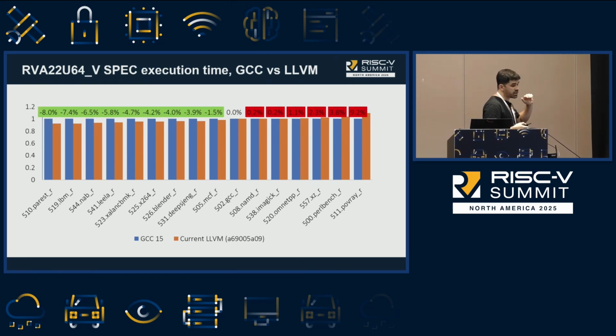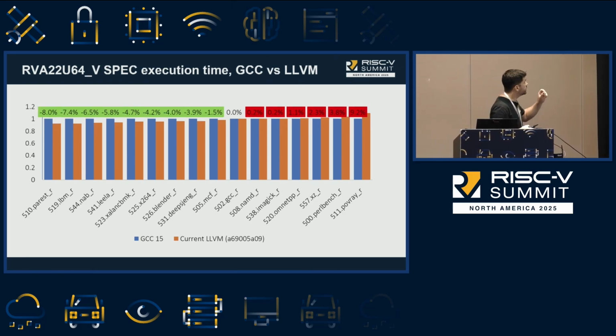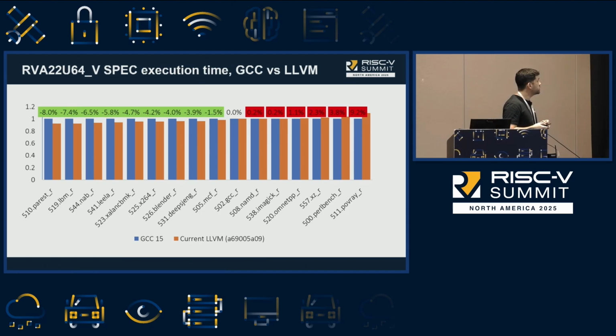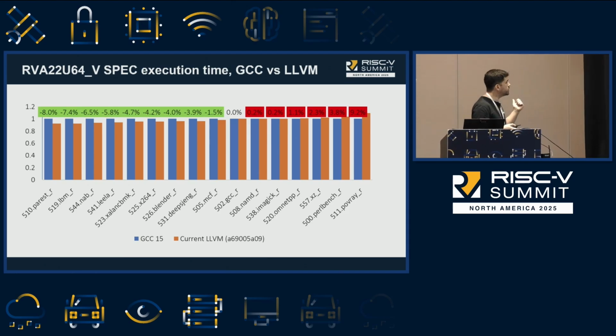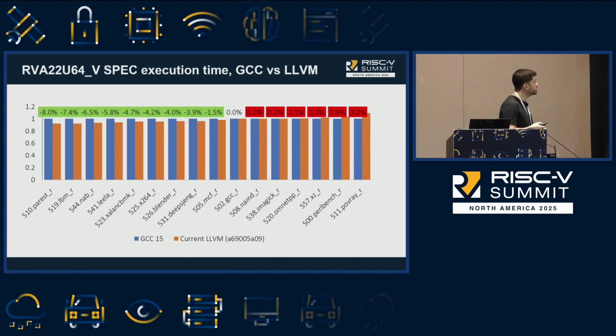And for vector, we have a similar case, but just the percentage is smaller. We can be up to 8% faster, but we can also be 9% slower.